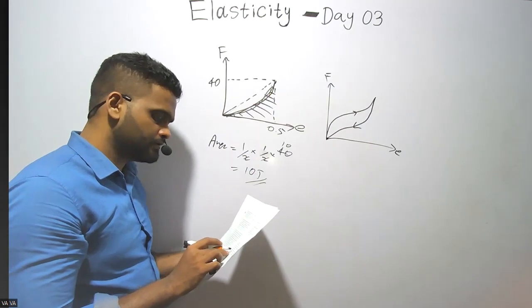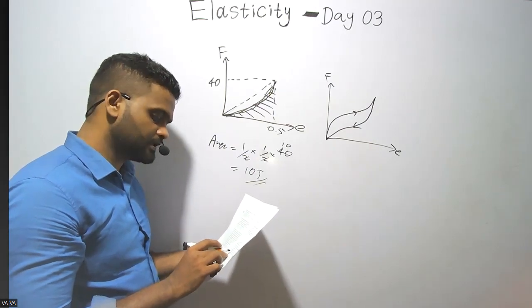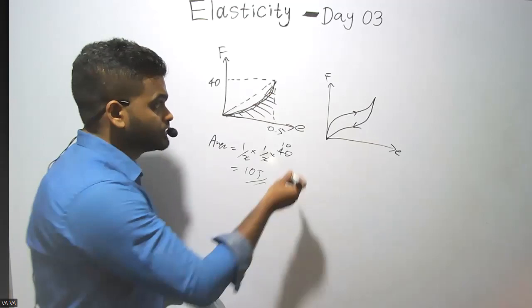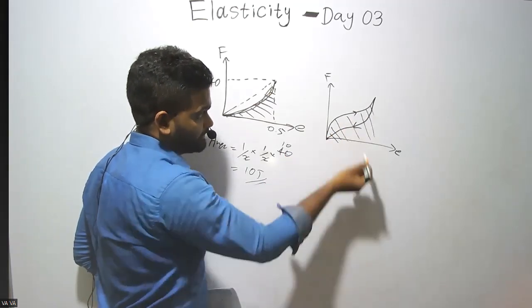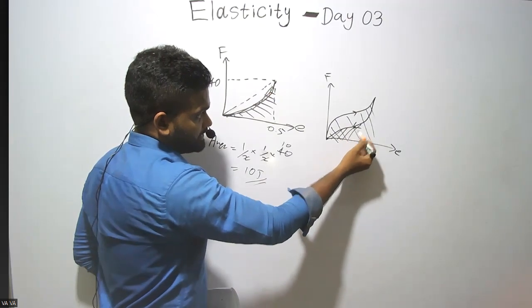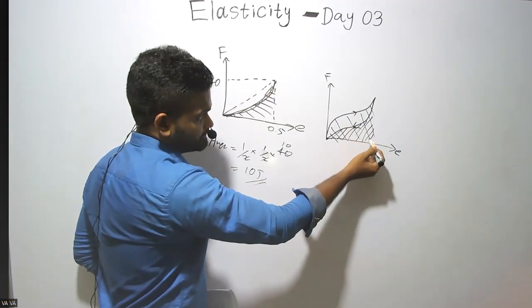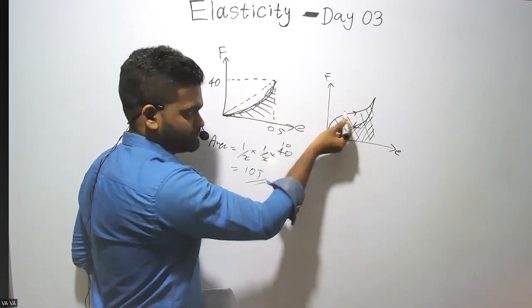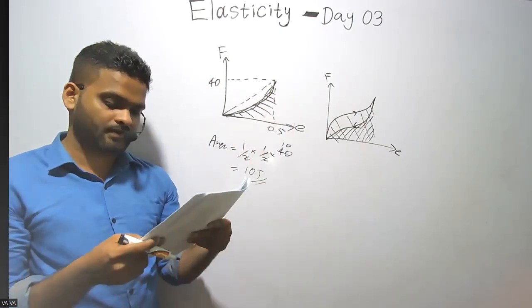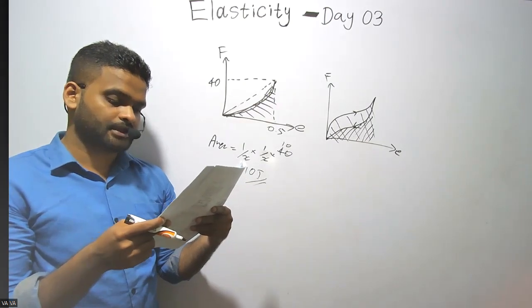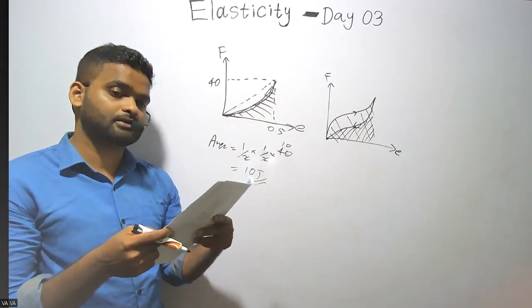B: work done when extending is more than the work done when contracting. So this is the work done when extending. That is the area. And this is the work done when contracting. So it is more. Work done when extending is more. B is true.